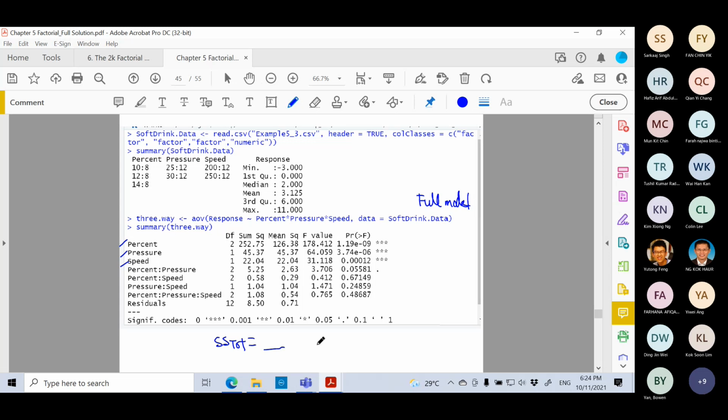Okay. So this is what you have here. Clearly, it just shows you that the percentage is significant, that these three are significant, and the rest of them are not significant. So for the F value here, the F value for the first one is equal to the mean square, 126.38, divided by the mean square from the error or the residual, which is 0.71. So this one is referred to as your F value.